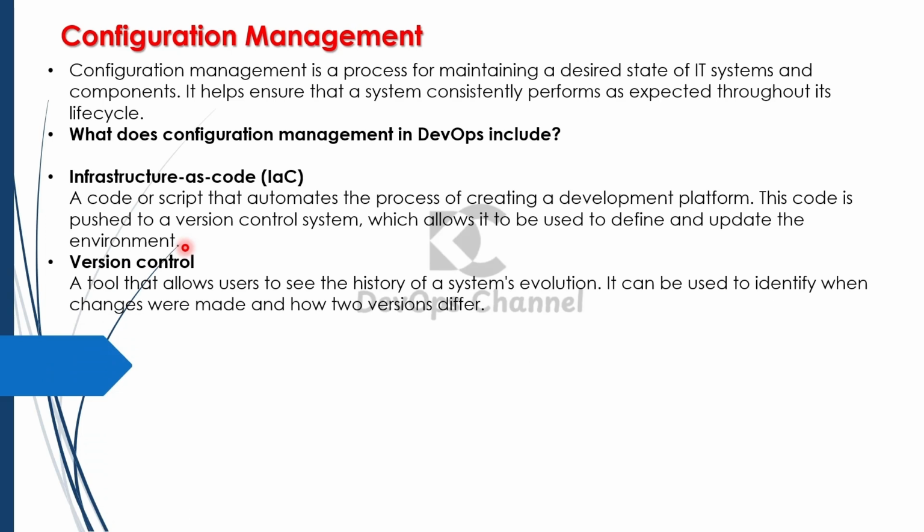Next one is version control. So configuration management also includes version control. So what is version control? We have also discussed it, so you may go through our version control system lecture. So basically it is a tool that allows users to see the history of a system's evolution. It can be used to identify when changes were made and how two versions differ. Okay, so now the version control system is not used only for code. It is also used for your configuration and your infrastructure. Okay, so most of the tools give you that option.